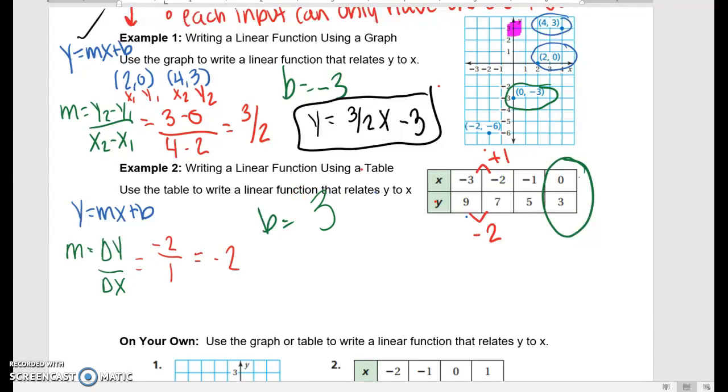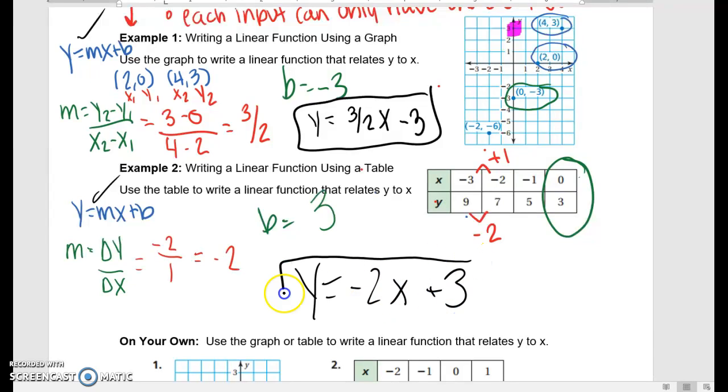And then what you're going to do is plug it all back together. y equals, instead of m, you're going to write -2. Instead of b, you are going to write +3 because that 3 is positive. Okay, so you need to remember how to find slope, and you need to remember to find the y-intercept by looking at a table and a graph.